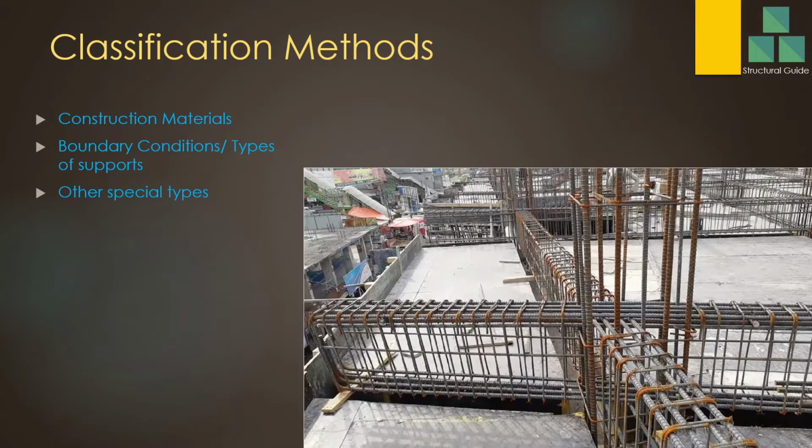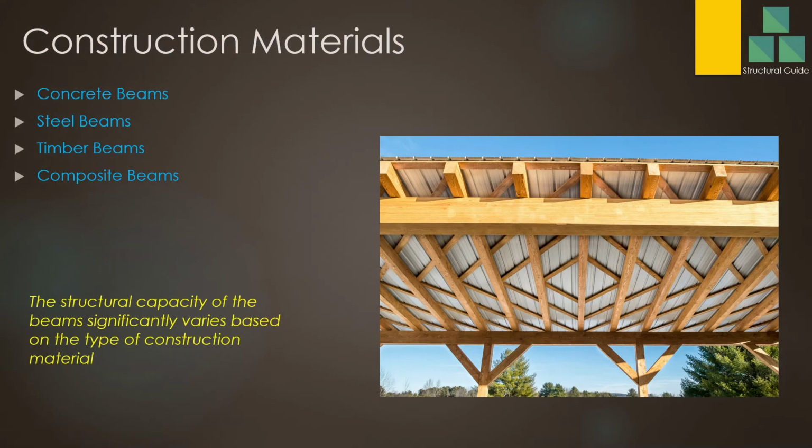There are different classification methods for beams: based on the construction material, based on the boundary condition, type of supports, and other special types. Those are the things we are going to discuss about beam types. First, classification of beams based on the construction material: concrete beams, steel beams, timber beams, composite beams. These are the things we are going to discuss today.